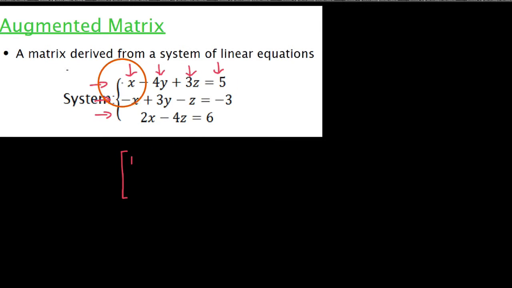So I'm going to write 1 is the coefficient of x, -4 is the coefficient of y, and 3 is the coefficient of z. Down here I'm going to write -1, 3, and -1. And for my last equation, I notice I have 2 as the coefficient of x, no y, so we're going to fill this in with a 0, and then we say -4 for these z things.